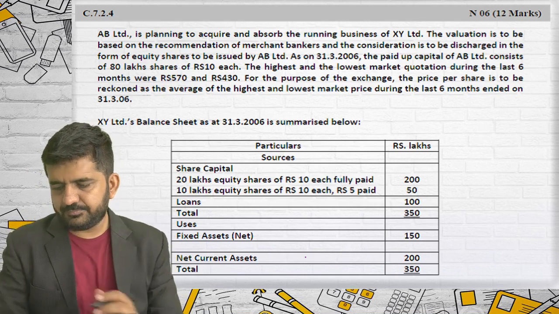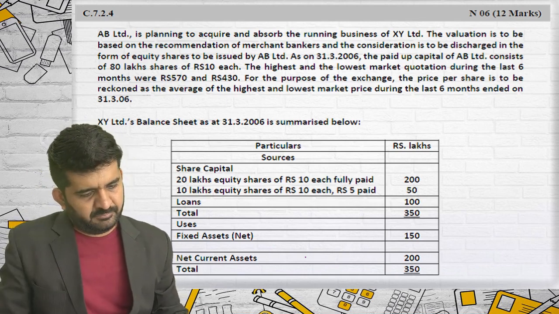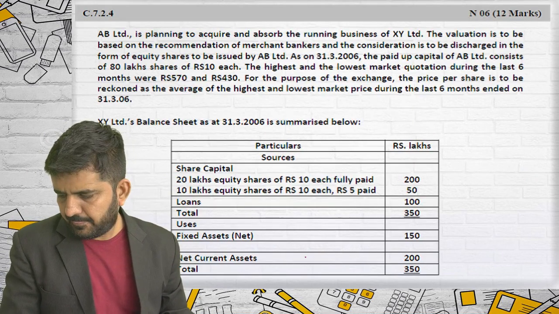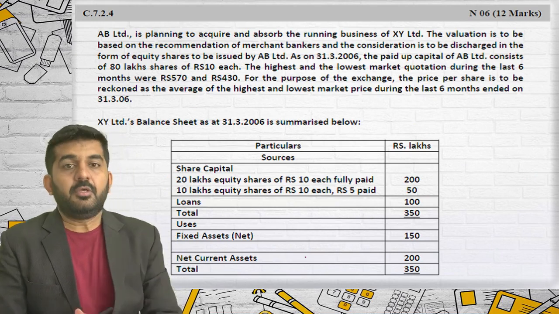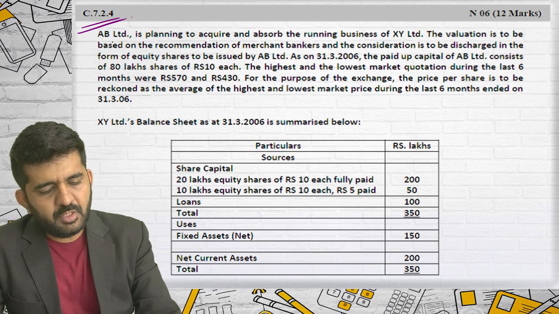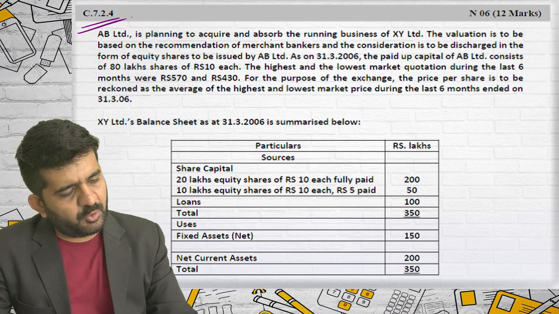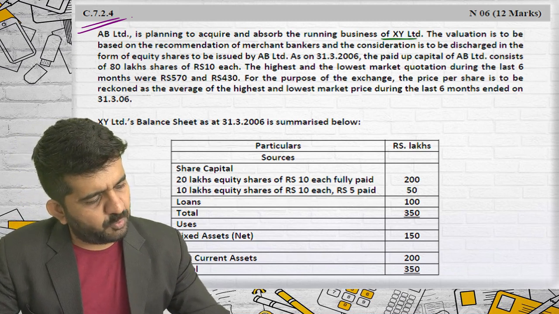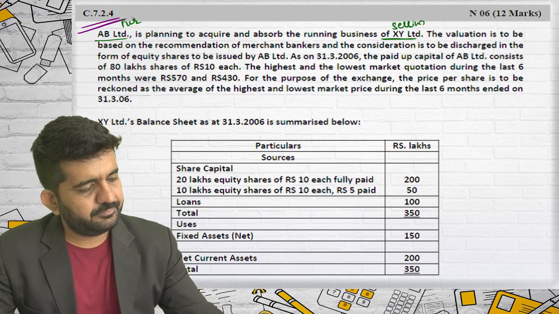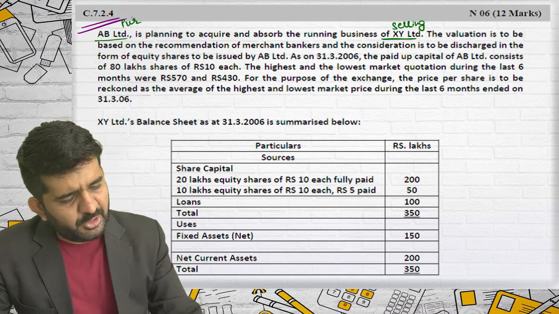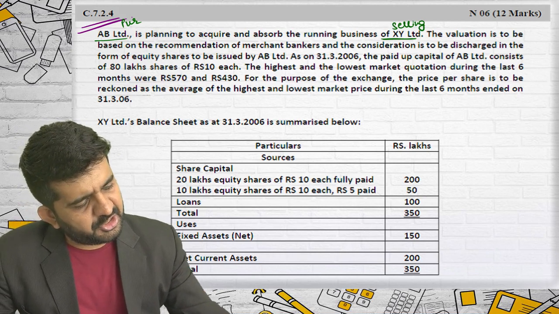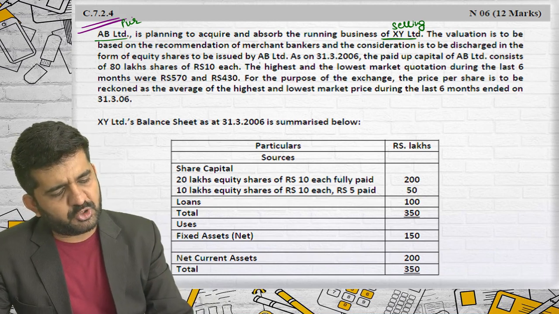7.2.4. Alright. A big question. AB Limited is planning to acquire and absorb the running business of XY Limited. AB is purchasing, XY is selling. The valuation is to be based on the recommendation of merchant bankers and consideration is to be discharged in the form of equity shares to be issued by AB Limited.